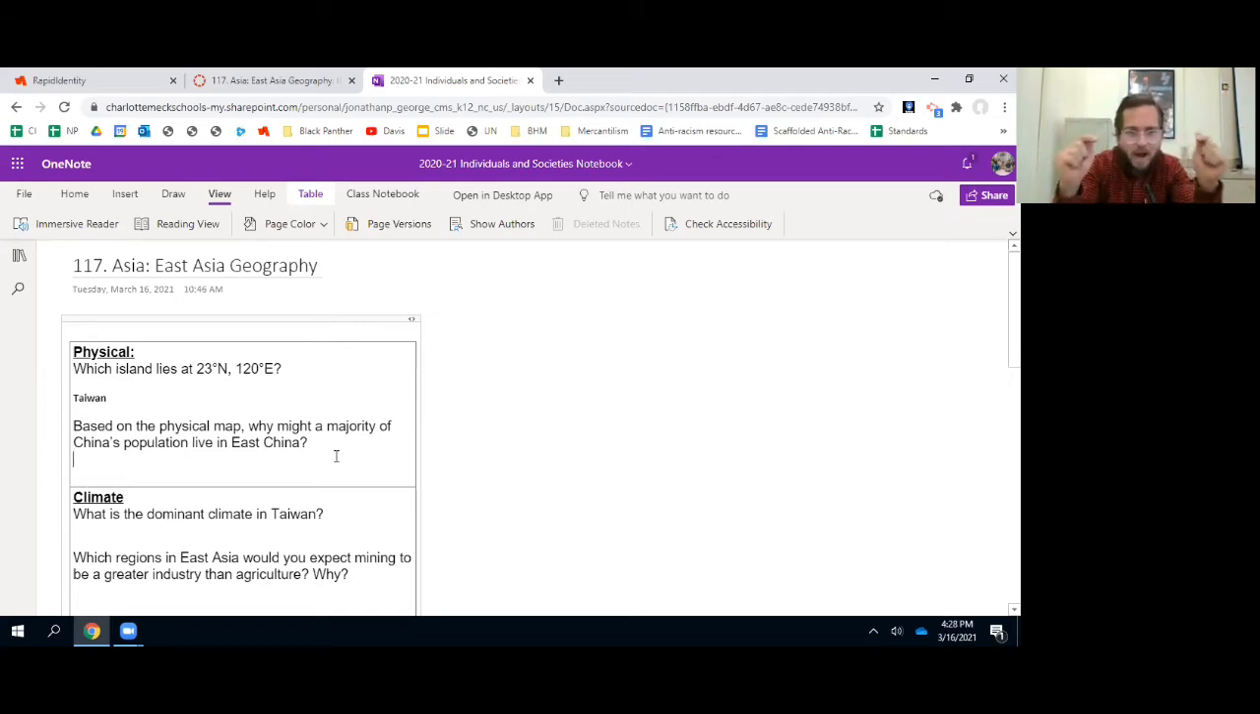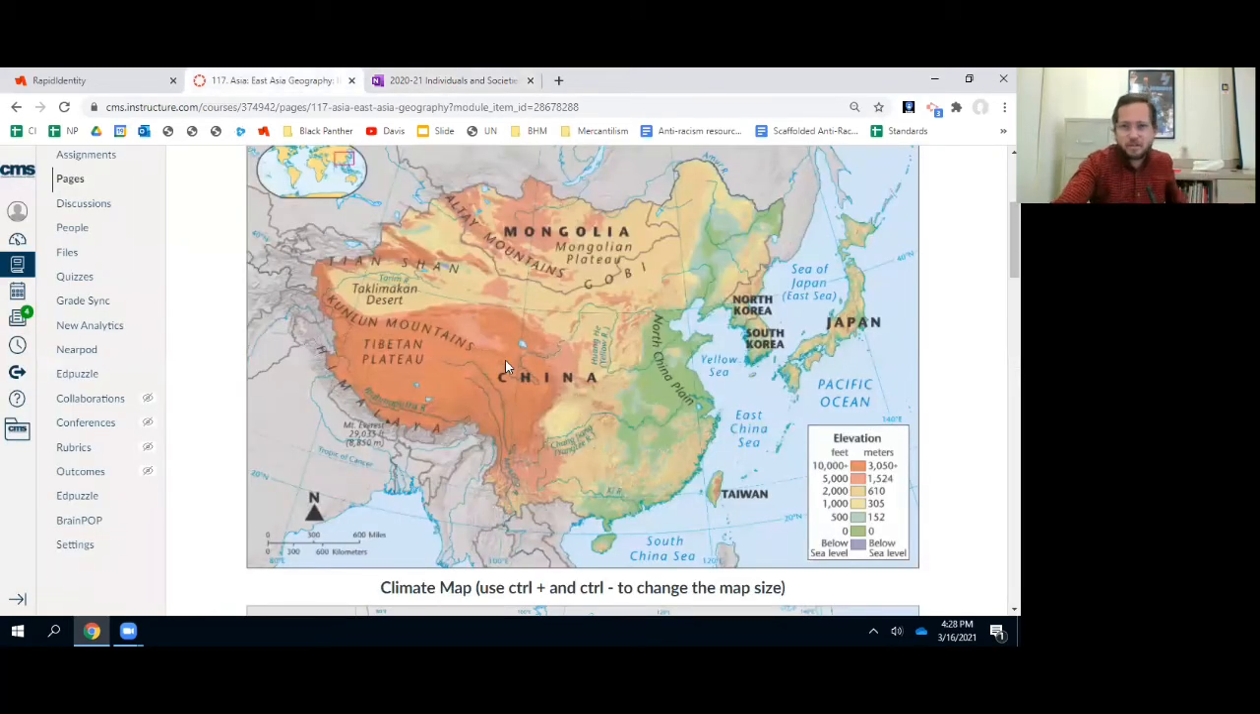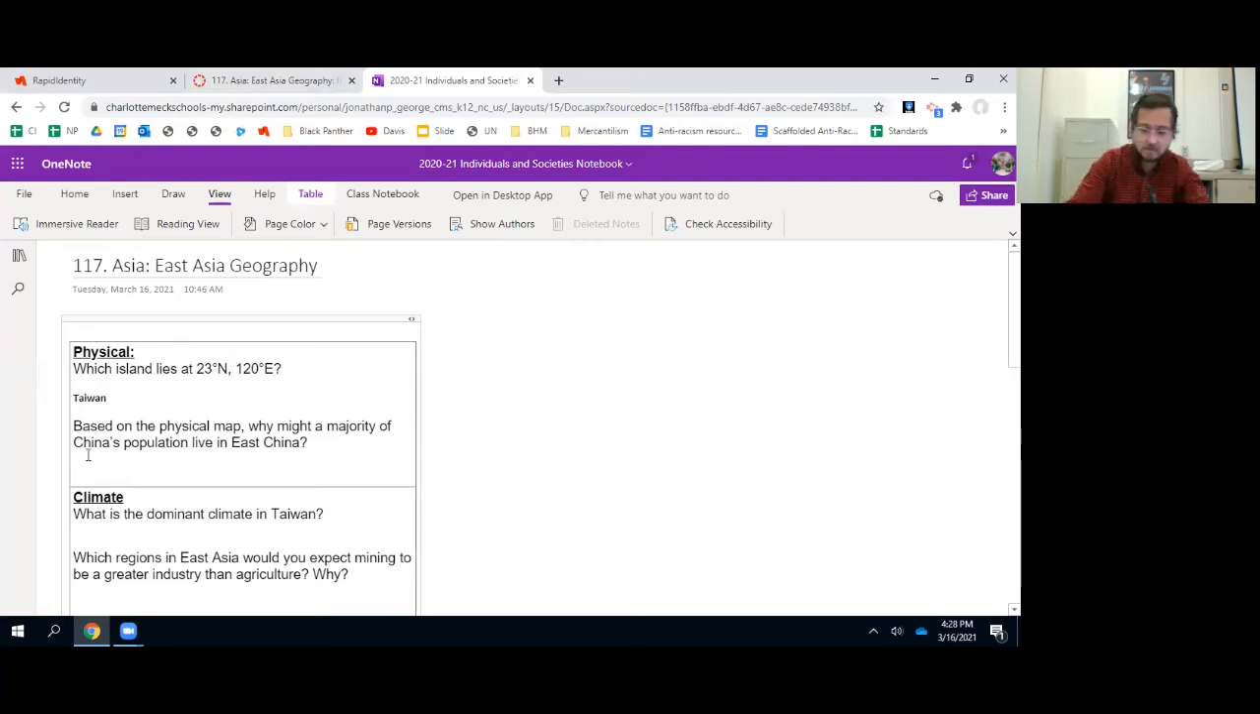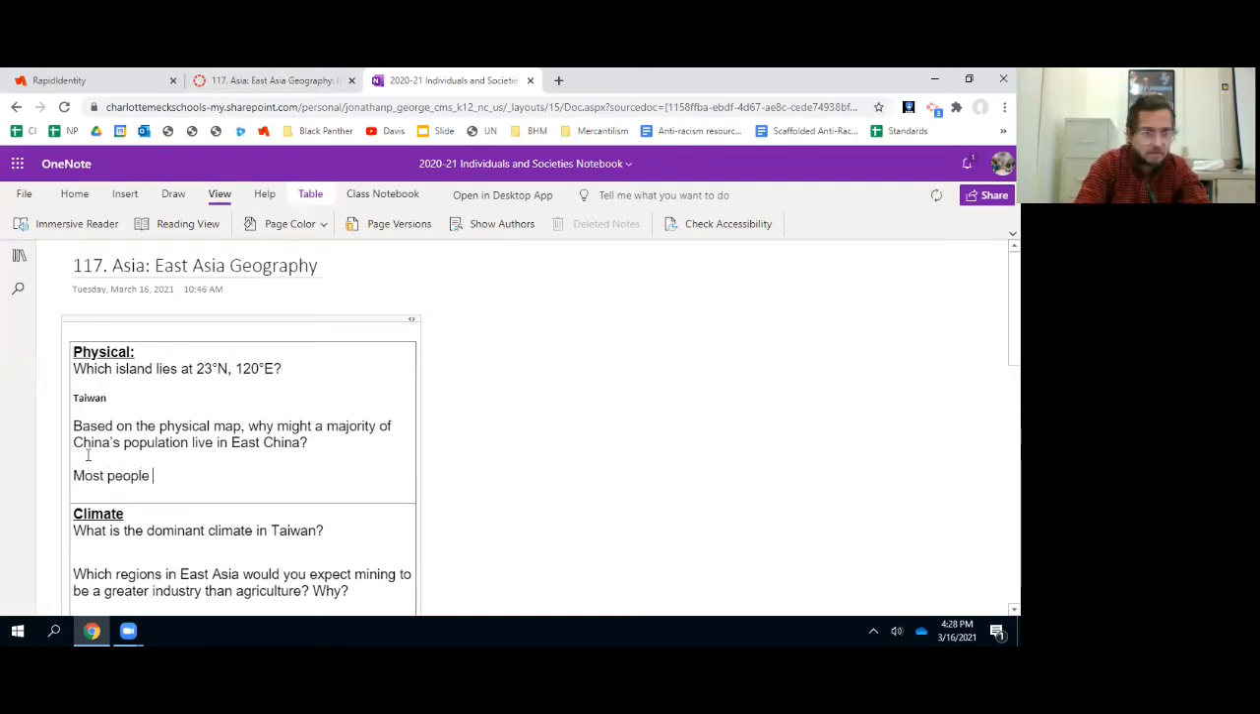Based on the physical map, why might a majority of China's population live in East China? Now we're drawing conclusions here. So why might a majority of China's population live over here? Think about that and explain, okay? So again, if I'm you, get to do a sentence starter. Let's do this. We'll live in East China because, and go ahead and finish that off, okay? Finish that off for me.